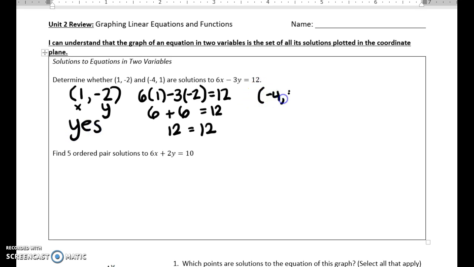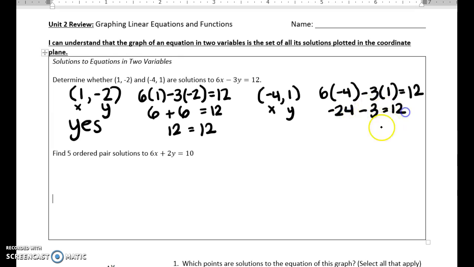And then (-4, 1), again x and y. Just be careful about where you're plugging in. So I'm going to simplify with any operations I can. And -27 is not equal to 12, so this would be no. So any points that are solutions are going to be ones that you plug in x and y, and are going to make true statements.